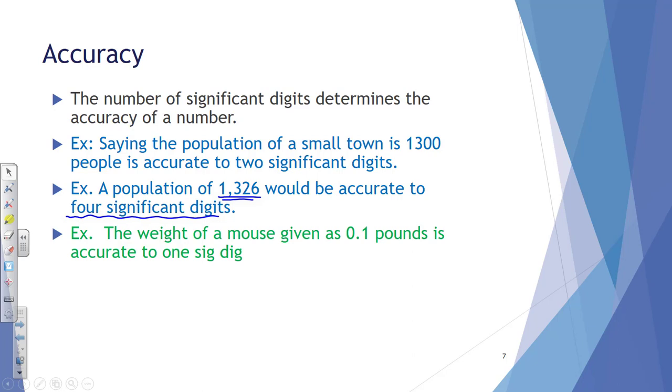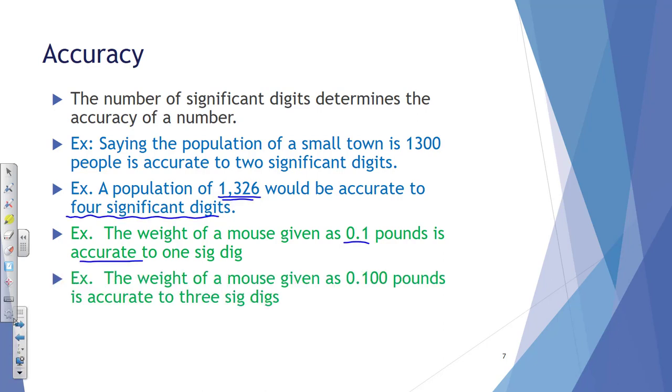A mouse is weighed. It weighs 0.1 pounds. How accurate is our measurement? We'd say it's accurate to 1 significant digit. But if we weigh that mouse and measure it to be 0.100 pounds, well, now we would say that it is accurate to 3 significant digits. So we have more accuracy. We've gotten even closer. That assumes, by the way, that our measuring tool is correct. If we have a scale that's way out of whack or out of calibration, it might not even be reporting that. So we assume the measuring tool is doing its job correctly when we say that.